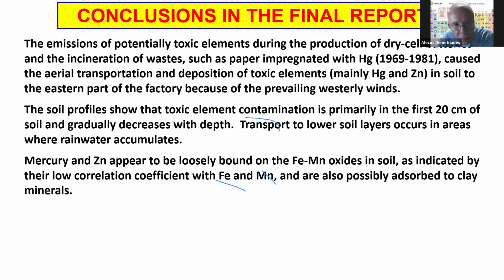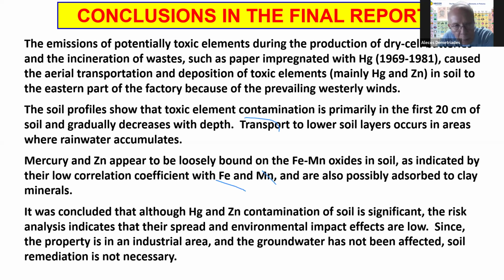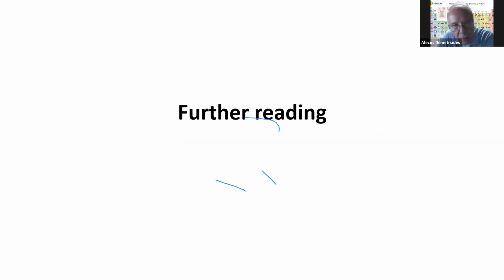Mercury and zinc appear to be loosely bound on the iron manganese oxide in soil, as indicated by their low correlation coefficient with iron and manganese, and are also possibly adsorbed to clay minerals. It was concluded that although mercury and zinc contamination of soil is significant, the risk analysis indicates that their spread and environmental impact effects are low, since the property is in an industrial area and the groundwater has not been affected. Soil remediation is not necessary, unless, of course, the land use is changed.